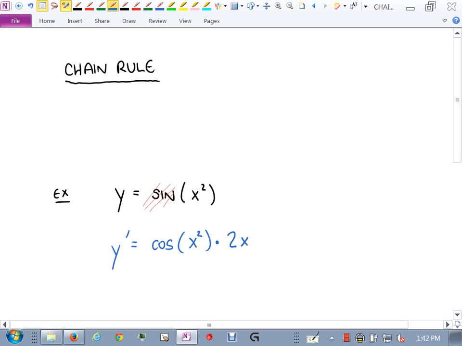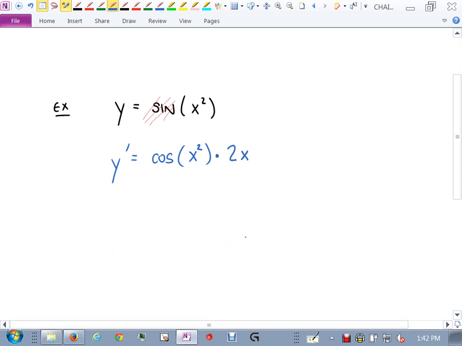How many layers of this onion did we have? 2. How many derivatives have I taken? 2. I'm done. All right? That's it. Does that make sense? Okay, let me give you another one. See if it makes sense. That's the easiest way. Not easiest. That's the fastest way. All right?